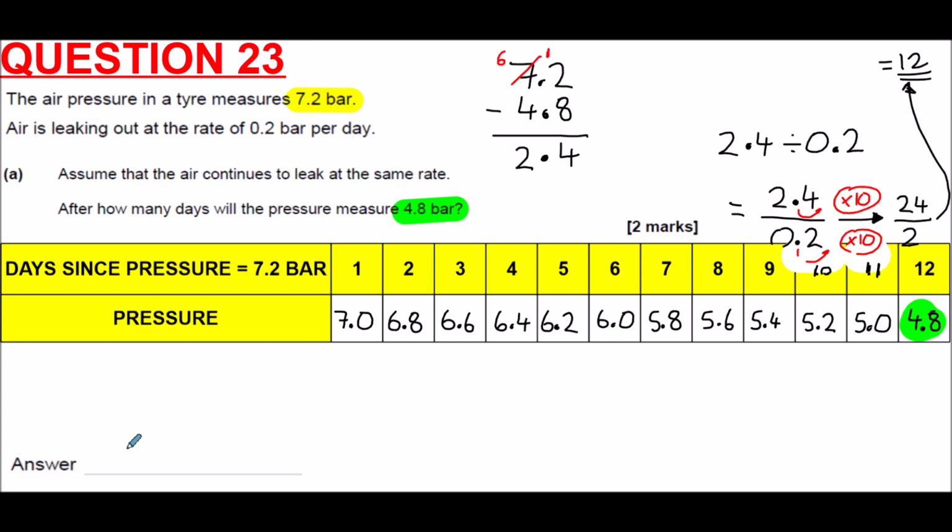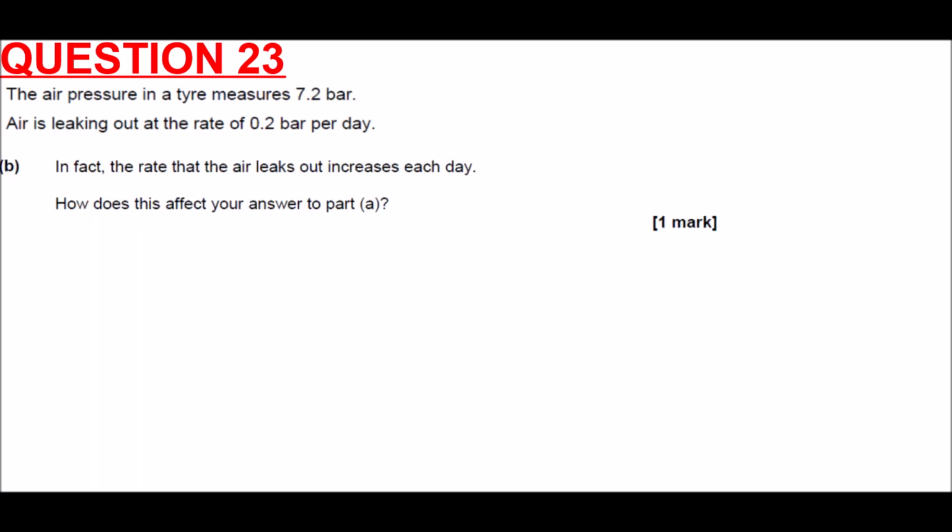So for part A, the answer is 12 days. And for part B of the same question, we're told that in fact the rate that the air leaks out increases each day. So what that means is the leak is getting worse. More air is leaving the tyre each and every day. So how does that affect your answer to part A? If it would have taken 12 days if the leak was constant, if the leak increases, it won't take as long for the pressure to drop.